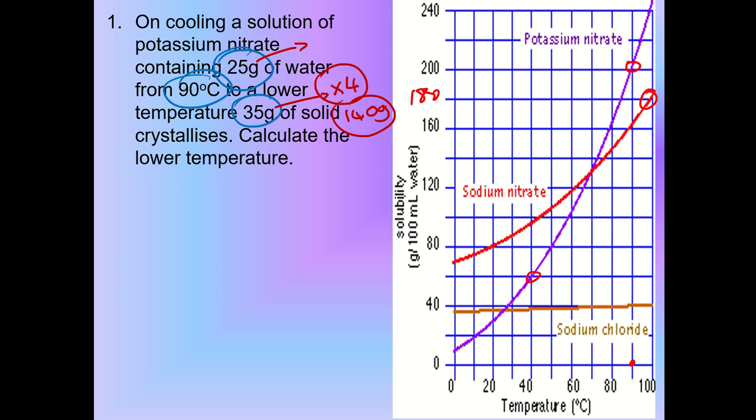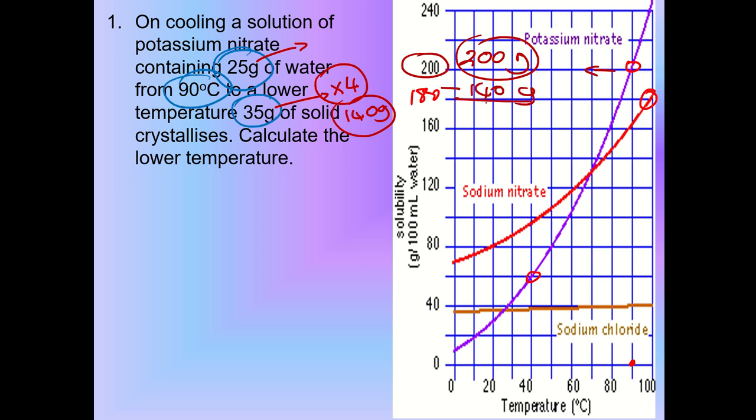So again, we're taking the purple line, so just make sure you take the purple line. We're starting at 90 degrees Celsius. So at the purple line at 90 degrees Celsius, if we go up and go across, there is 200 grams of solid that would dissolve. So we're starting off with 200 grams saturated. We're going to cool this down, and when we cool it down, we're going to get 140 grams crystallizing out.